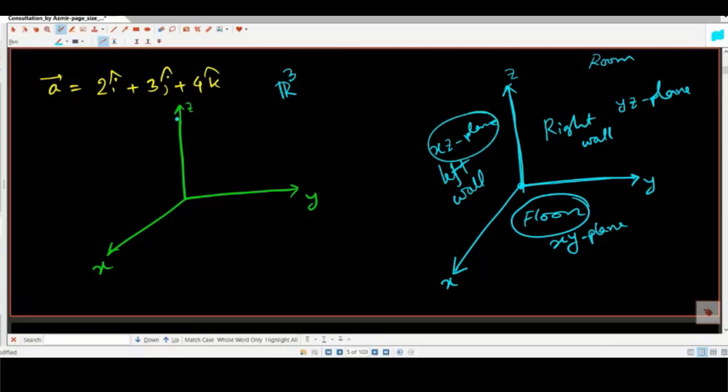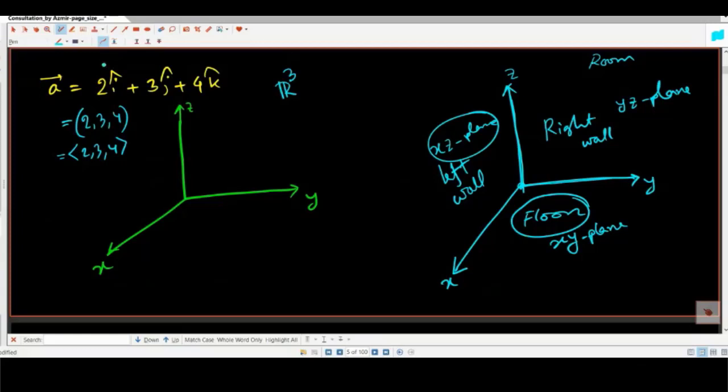So this is what we know as R3. This vector can be a point, that is (2, 3, 4). We can represent the vector in any of the forms. So now we need to know the position of this vector.